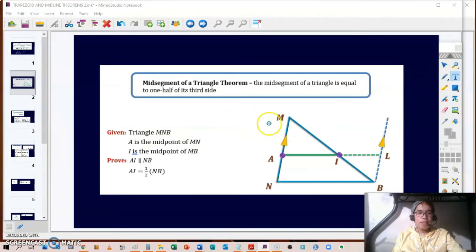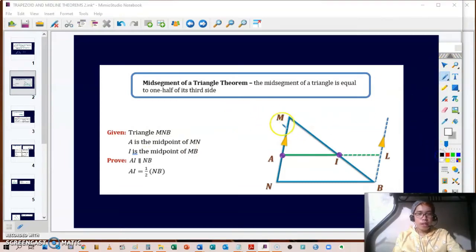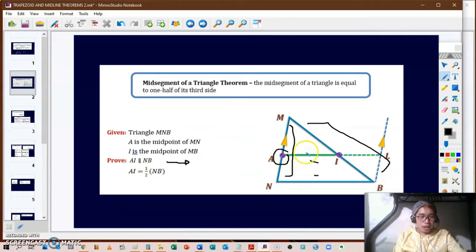Given triangle MNB, with A as the midpoint of MN and I as the midpoint of MB. We want to prove AI. We have two things to prove. First is that AI is parallel to NB, and the second is that AI, the mid-segment, is equal to 1/2 of the third side.